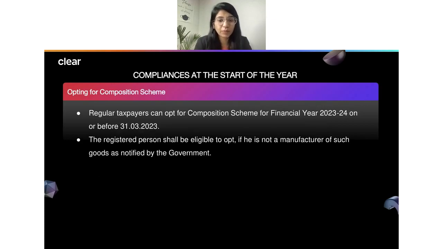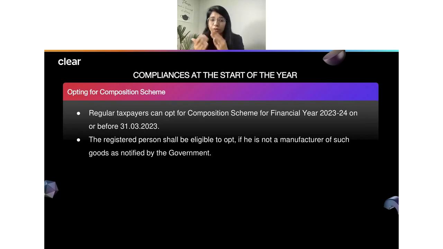Now, the third important point is about the composition scheme. So we all know that the government has this scheme which is known as the composition scheme. It is available if your turnover is up to 1.5 crore. So here, if your threshold limit has exceeded that and you want to go to the regular scheme, then it's time that you have to go.